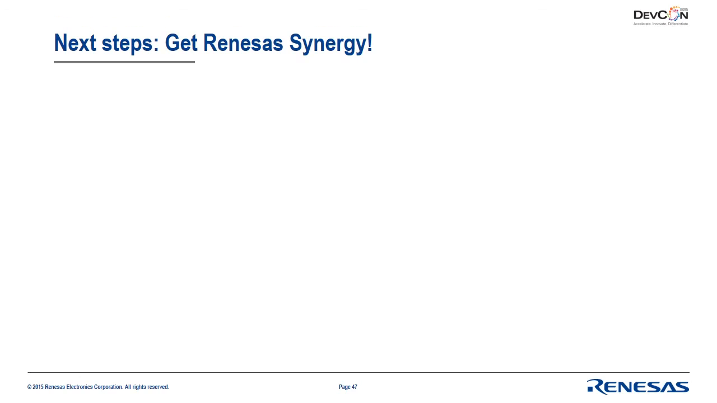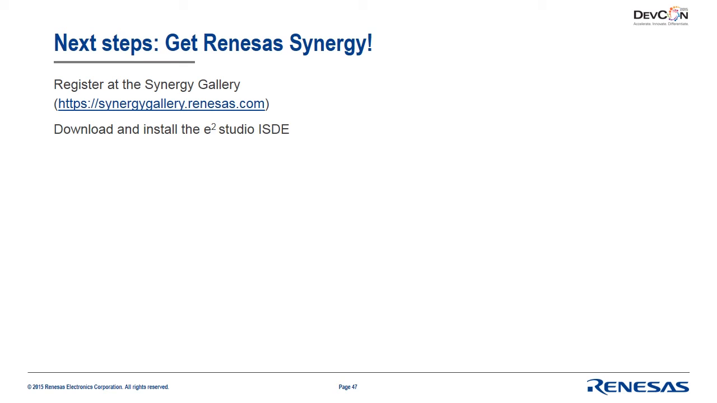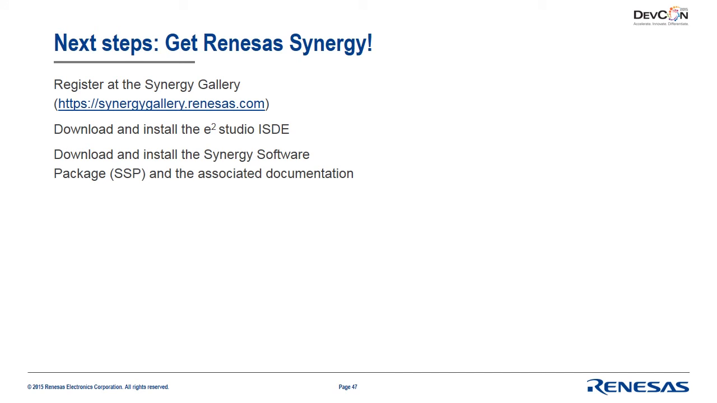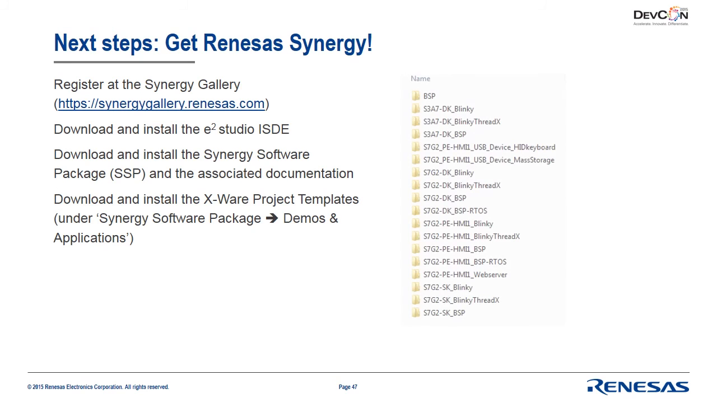But what anyone can do is just go and get it. You know, the gallery is up and live. The gallery at synergygallery.renesas.com. You can grab the ISDE, download and install it. You can grab the SSP, download and install it. And I told you earlier, only a few of those project templates come with SSP, but we have additional project template application installers up there so that you can expand your application templates.